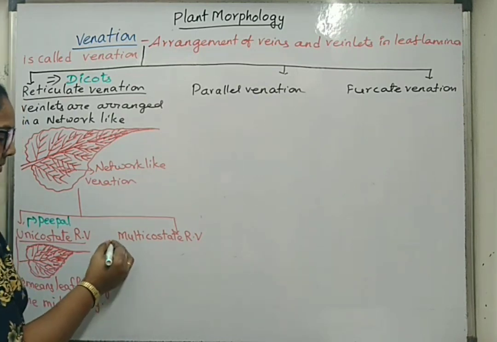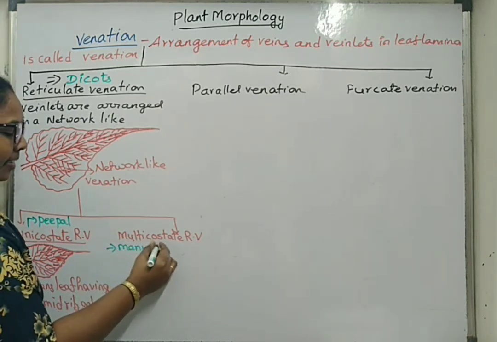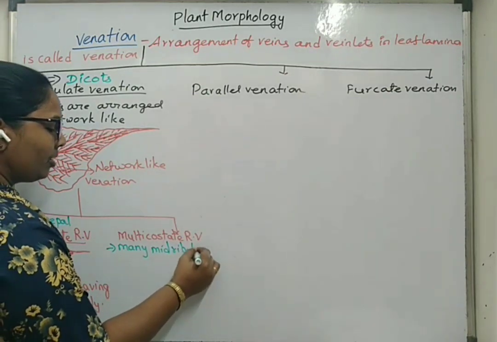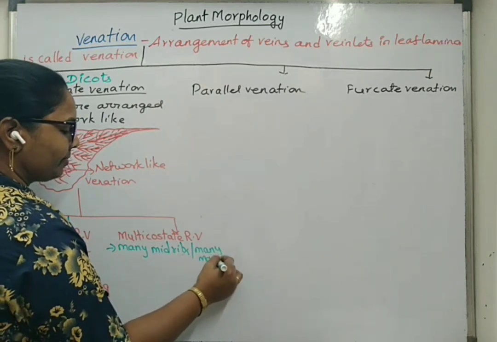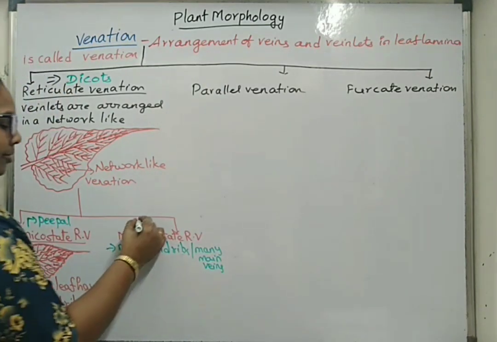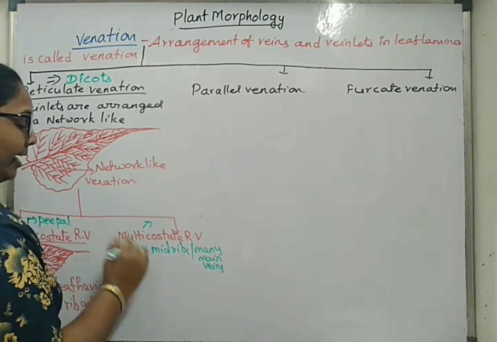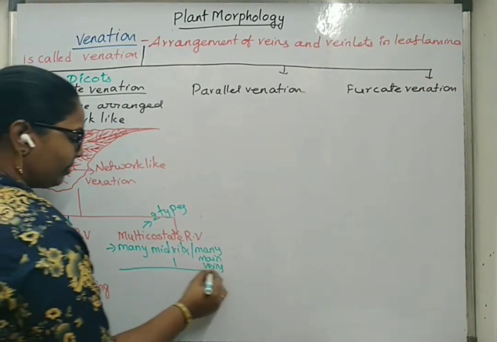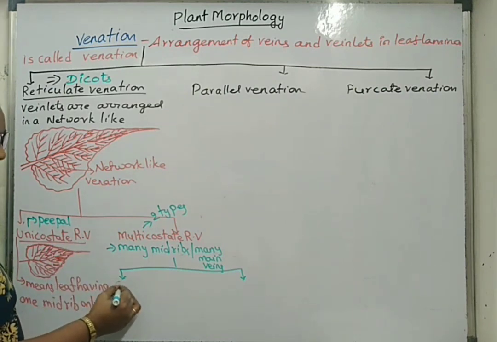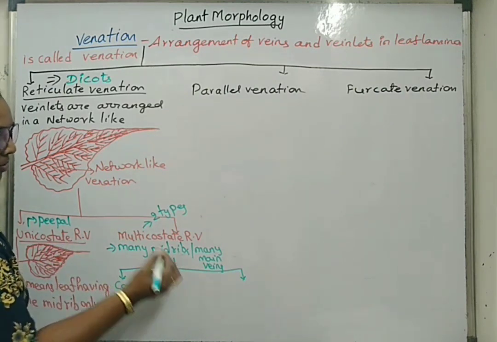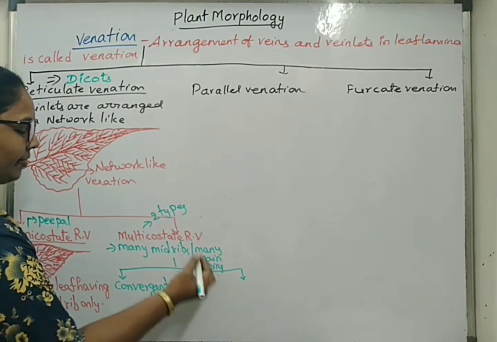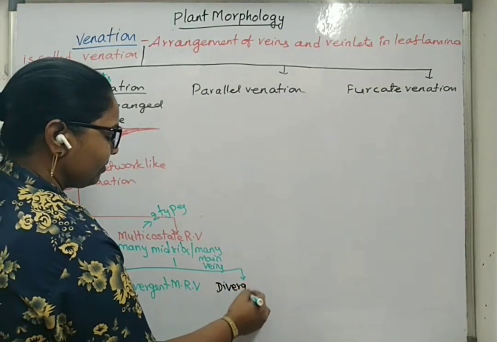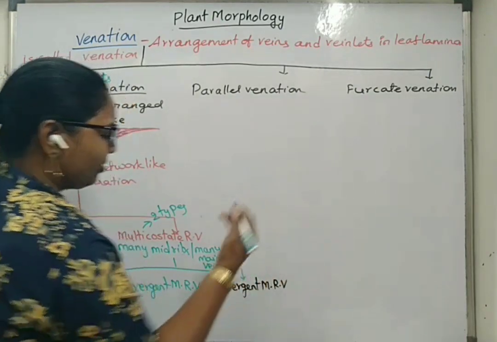Under multicostate, having many midribs or many main veins. If you go for diagrammatic representation of multicostate, again it is of two different types. So those can be written as, first one, convergent type of multicostate reticulate venation. Another one, divergent type of multicostate reticulate venation.